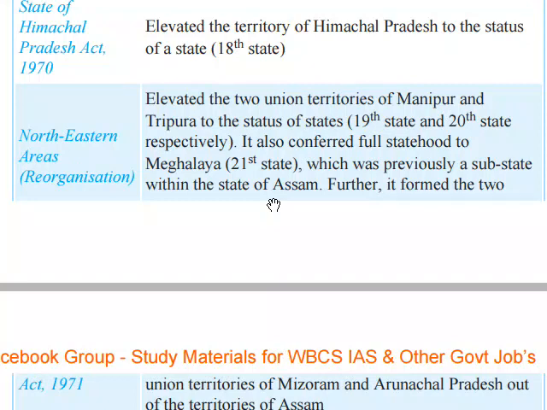The Northeastern Areas Reorganization Act 1971 elevated the two union territories of Manipur and Tripura to the status of states, the 19th and 20th states respectively. It also conferred full statehood on Meghalaya, which was previously a sub-state within the state of Assam. Further, it formed the two union territories, Mizoram and Arunachal Pradesh, out of the territories of Assam.